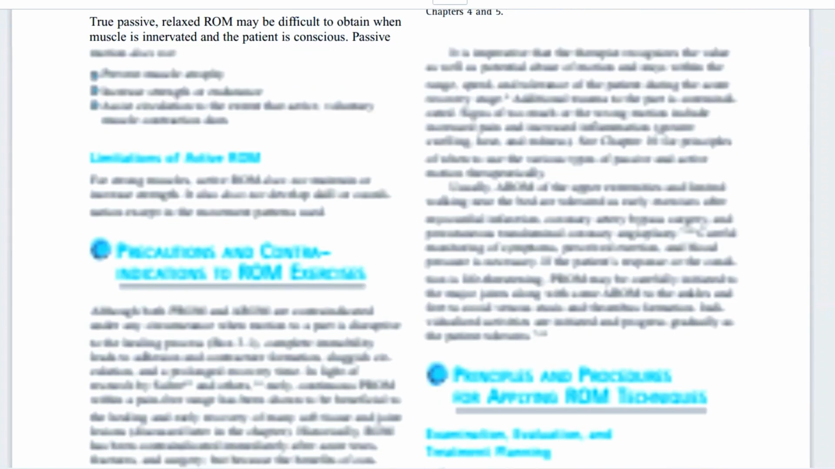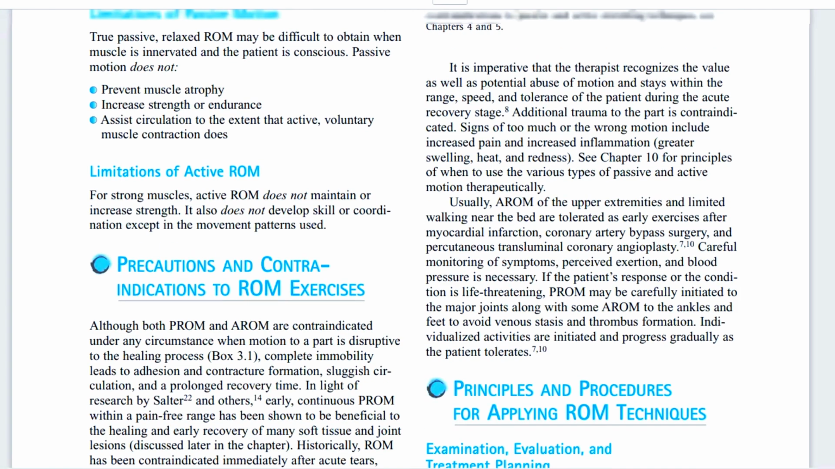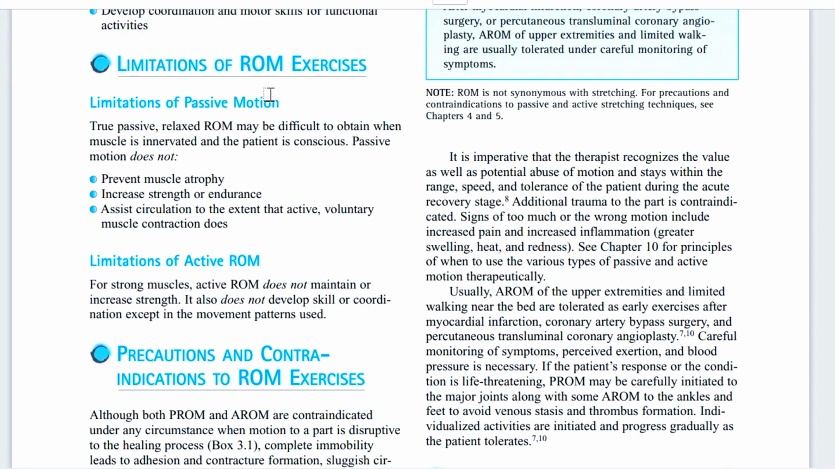After that, there are certain limitations that you have to see here. The limitations of passive motion: when the patient is conscious, it is itself an issue, because the patient cannot give consent, or you can say the patient is not tolerant. So you cannot perform passive range of motion in a very easy way. You have to go through a very difficult process to achieve that passive range of motion, because the patient is not used to that movement.